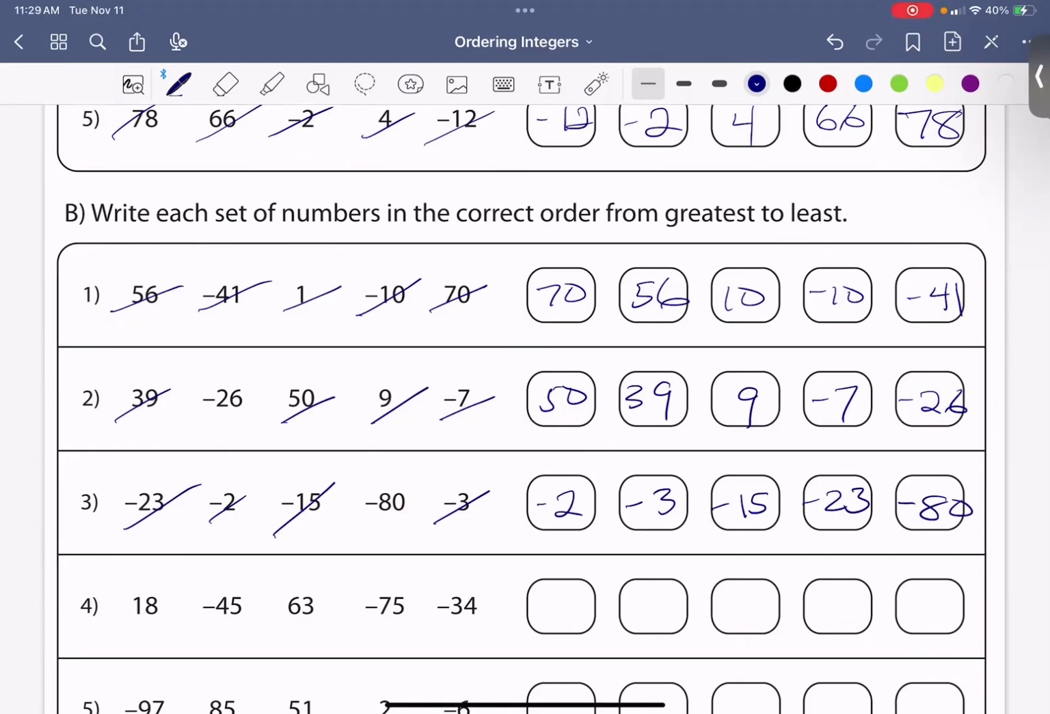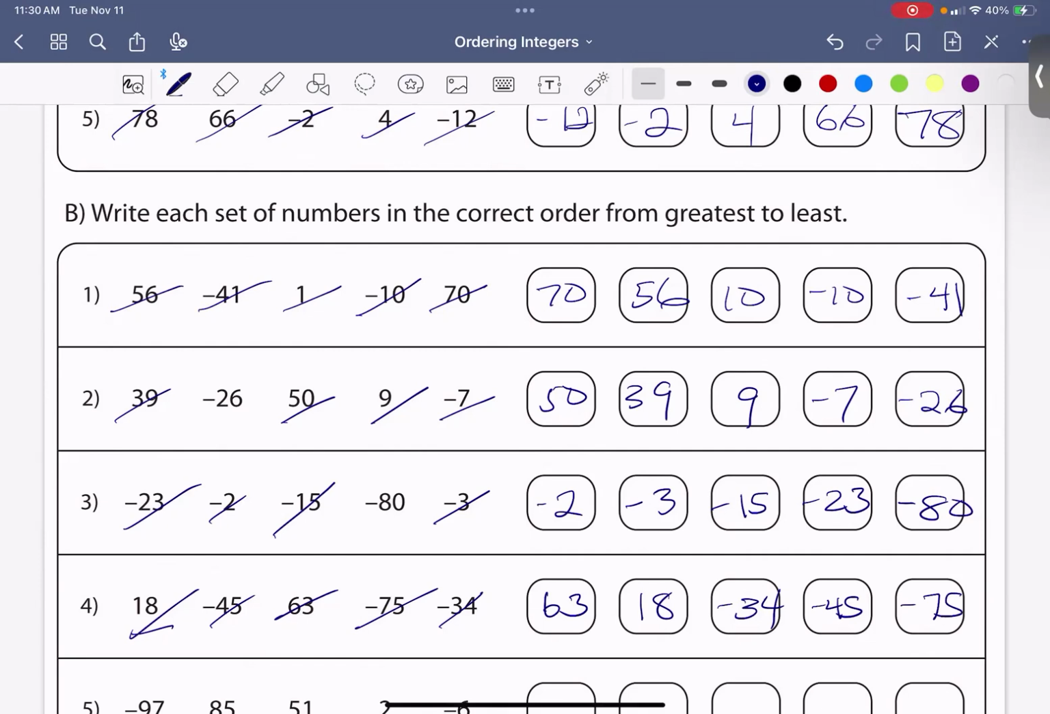Let's do one more. You can pause the video. We're going to do number 4. In this group, we have positive and negative numbers. So we're going to start with the positive numbers. The most positive number is positive 63. We have one more positive number, that's 18. Now the least negative is going to be negative 34. Then after that, negative 45. Then after that, negative 75.